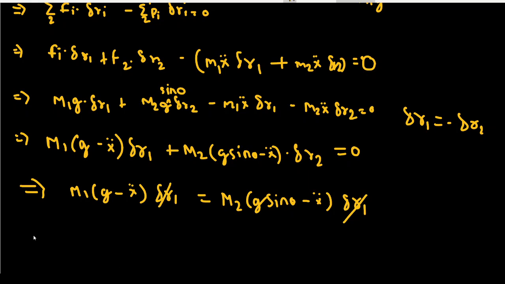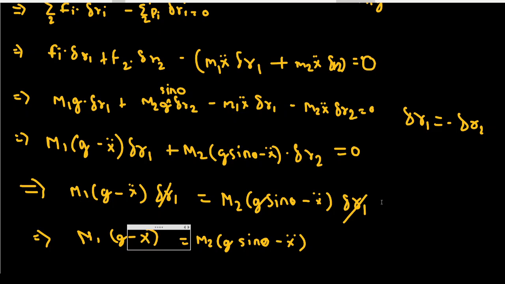Now it is equal to m1 times g minus x double dot is equal to m2 g sine theta minus x double dot. Sorry, I forgot the double dot. In this given situation we are left with this equation.